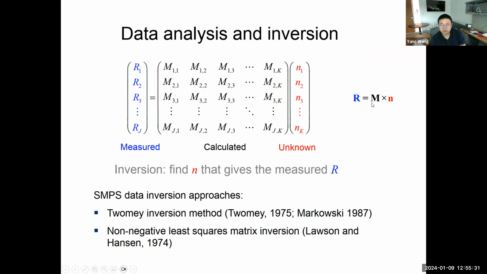You have the inversion matrix here, and then this problem gets converted into a matrix calculation. Currently in the aerosol field, there are two major methods for deriving the size distribution using data inversion. One is the Twomey inversion method. There are two methods, papers listed here. There's also a non-negative least squares matrix inversion, called the L curve method, right? So it reduces the uncertainty of the size distributions. So this is it about the data inversion.